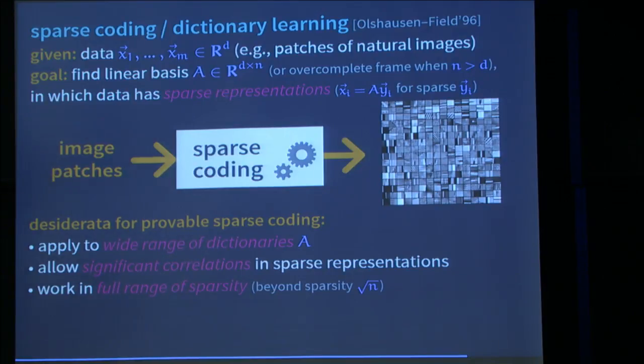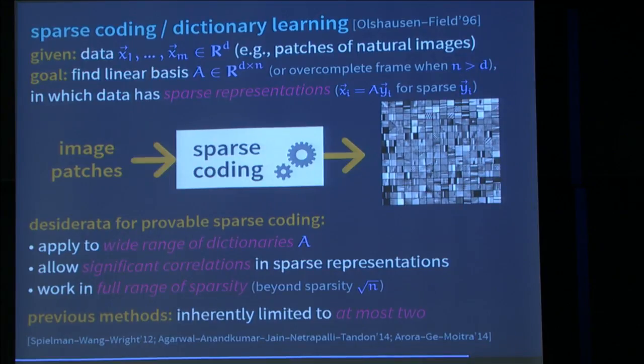if we imagine that these images come from some distribution, and there is some ground truth for the sparse representations, we want to allow correlations between the coordinates in these sparse representations. We also want the algorithm to work even if these representations are not extremely sparse, and there's sort of some barrier of root n that is important to beat. All previous provable methods for this problem, if you don't use sum of squares, are limited to achieving at most two of these goals. With sum of squares, you can achieve all three of those goals.